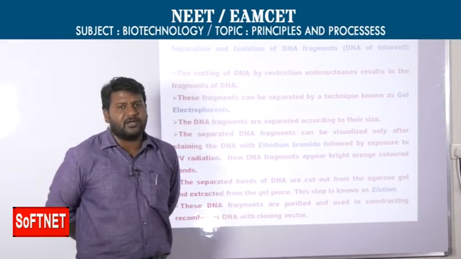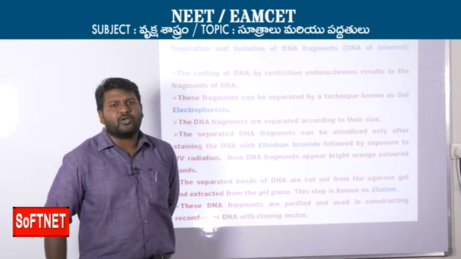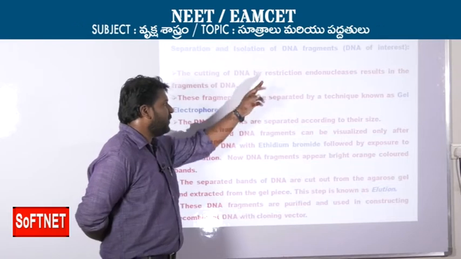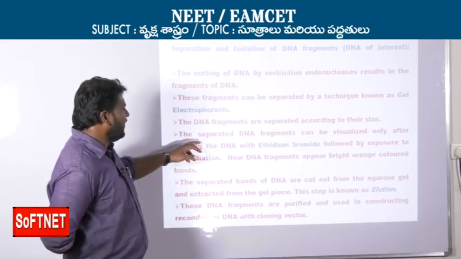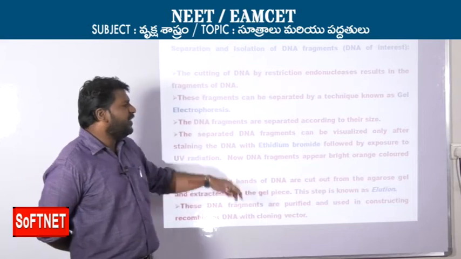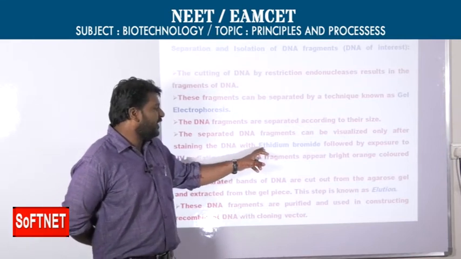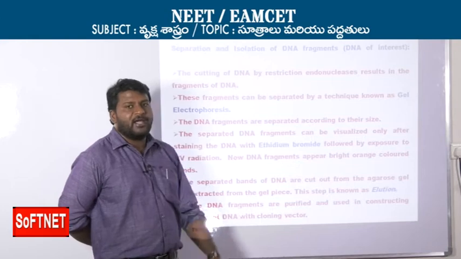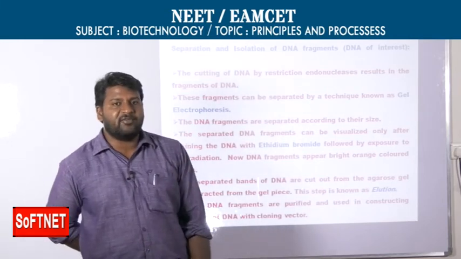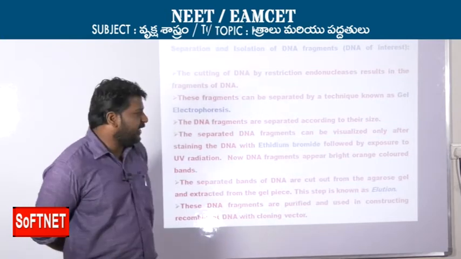Using gel electrophoresis, we separate various fragments according to their size. Here we use agarose gel to separate the DNA fragments. The separated DNA fragments are made visible by a stain called ethidium bromide. After adding it, we expose the DNA fragments to UV radiation, and they appear bright orange.